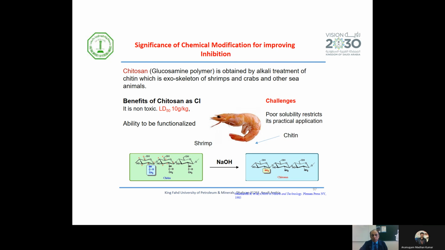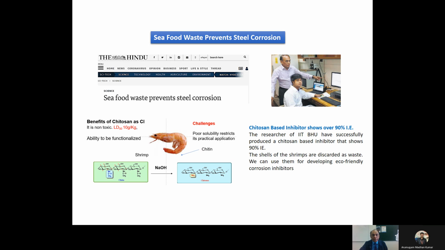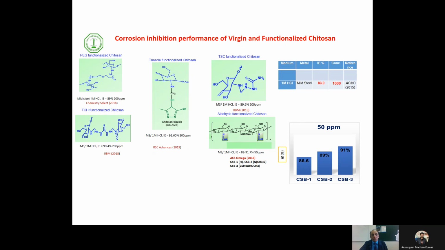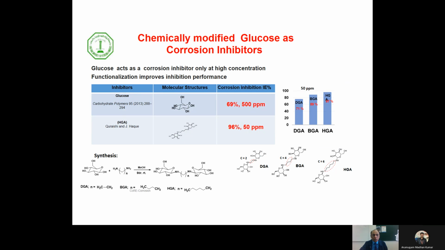We have also obtained a good corrosion inhibitor from the shell wall of the shrimp. This shell wall contains what we call chitin. If you treat it with sodium hydroxide, it will be converted into chitosan, and chitosan acts as a very good corrosion inhibitor. This work was also published and highlighted in the Hindu newspaper. We can further improve the efficiency of chitosan molecules by chemical modification. Simple chemical modification can be done, and we can improve the efficiency of the inhibitor.